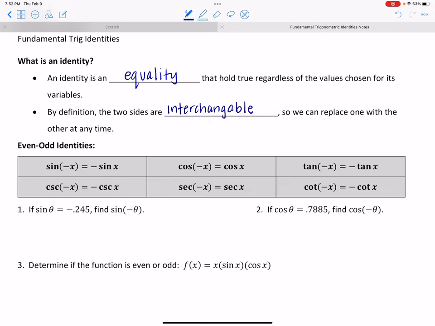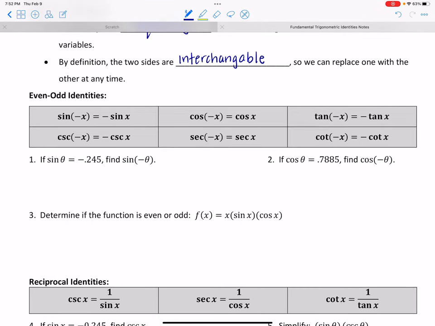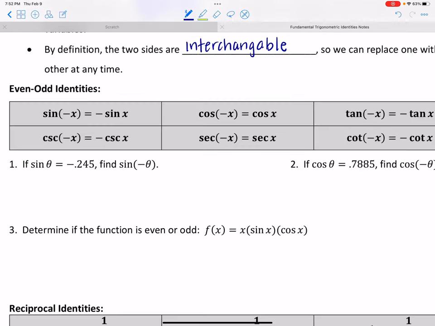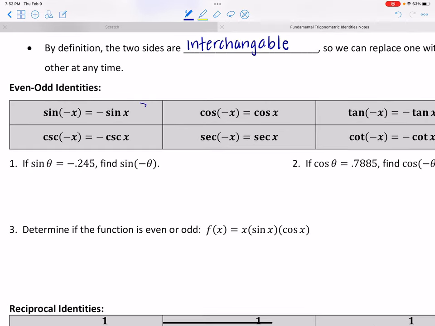So the first set we call the even or odd identities. And again, these should look very familiar. Think about what we were doing with graphs. So here, for instance, when it says the sine of negative x is equal to negative sine of x, what that's saying is that sine is an odd function.